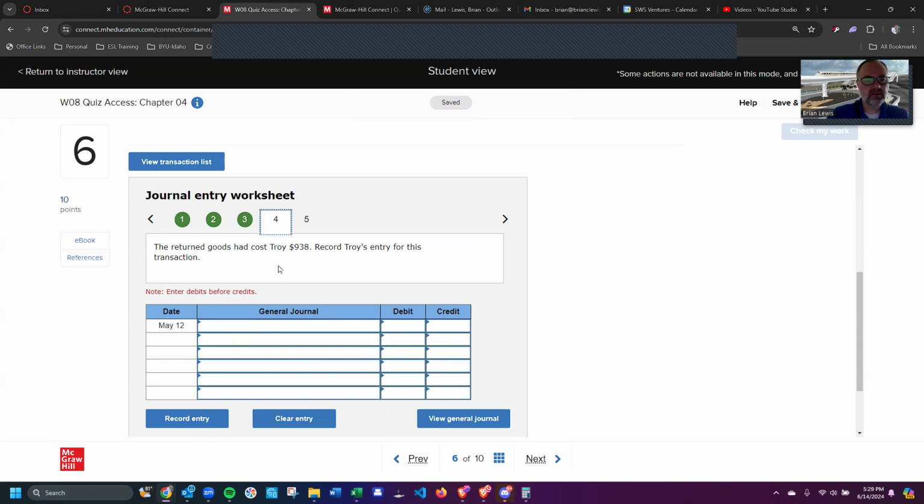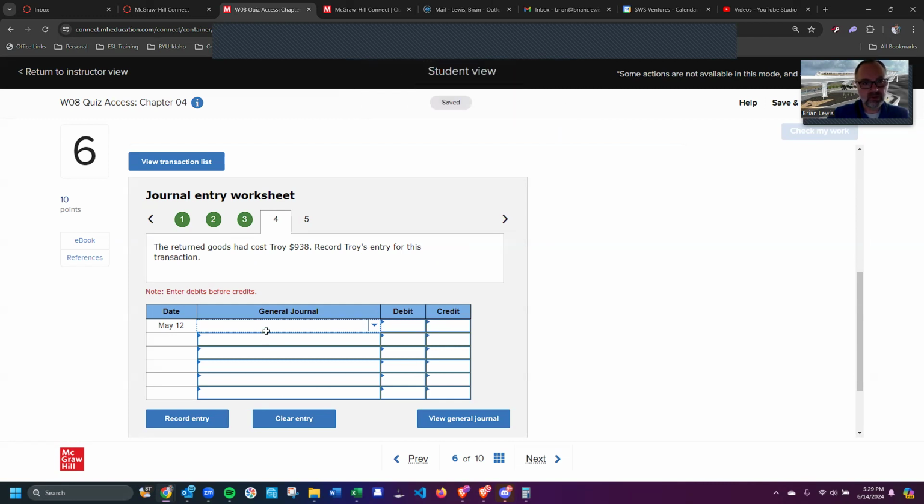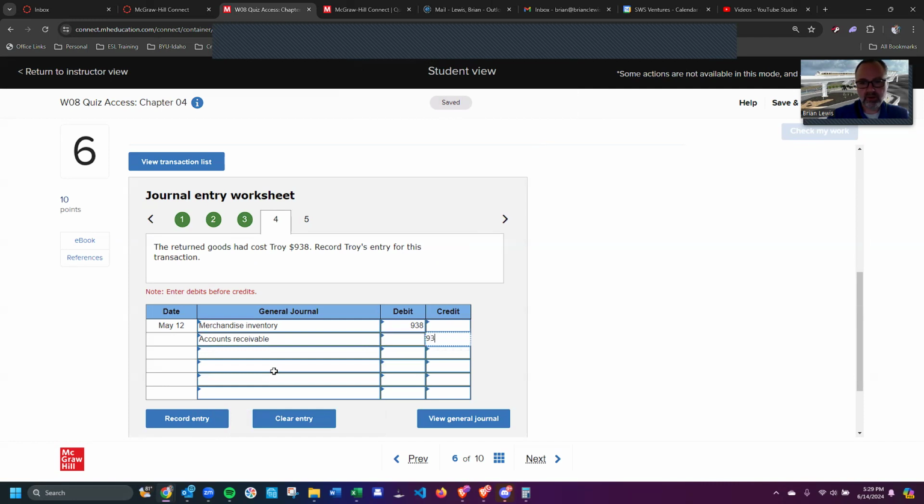And then 4, return goods cost $938. So we're going to have to do the same type of thing where we're going to do merchandise inventory here for $938 and accounts receivable for $938. Okay. And then lastly, Sydney pays Troy for the amount owed.